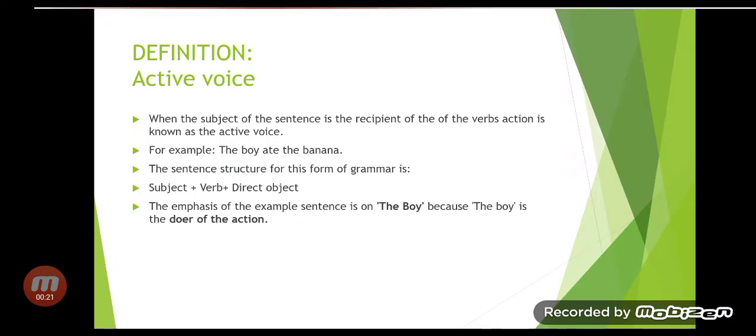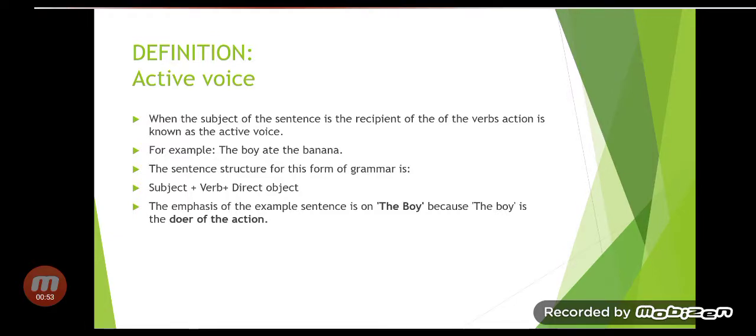First of all, I would let you know what an active voice basically is. We would be digging into the definition. When the subject of the sentence is the recipient of the verb's action, it is known as the active voice. What does this mean? This means that when the subject is the doer of the action in a sentence, that sentence is known as the active voice.